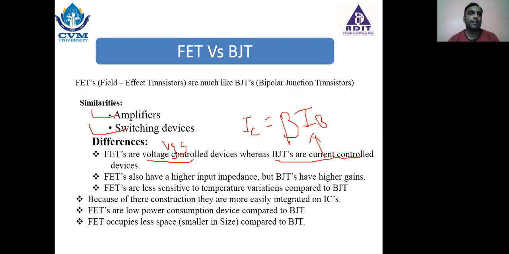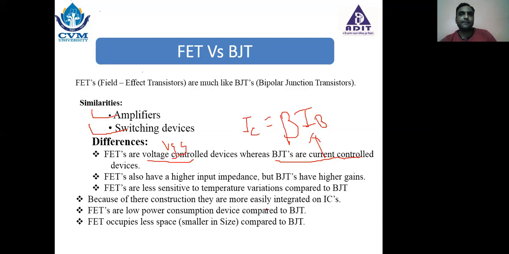Another good advantage of the FET is that it has higher input impedance compared to the BJT. Now, what is the meaning of input impedance? The impedance which is offered on the input side. As I have explained earlier, whenever we are looking for an amplifier, we have to choose the amplifier that has high input impedance. So over here the input impedance is high. So the FET is better compared to the BJT in terms of input impedance.